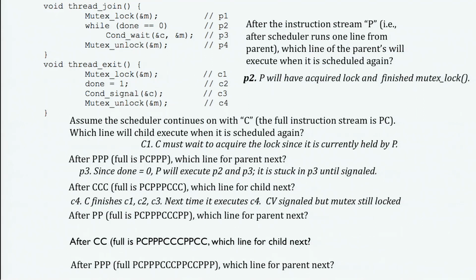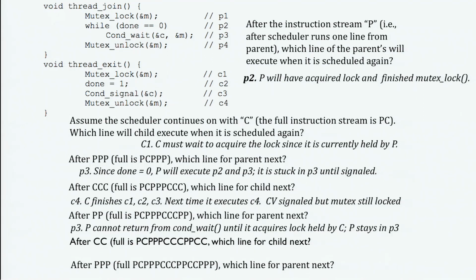All right, then we switch back to the parent. Is the parent going to get to run at this point? No, because the child still has the lock. So the parent is still stuck in P3 no matter how many times I tell you it gets scheduled.